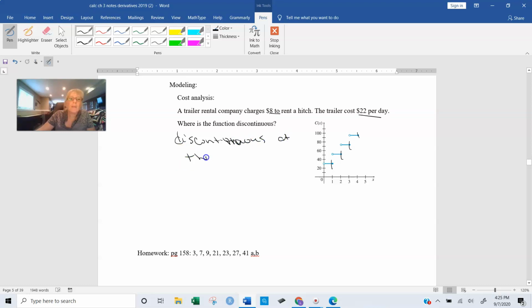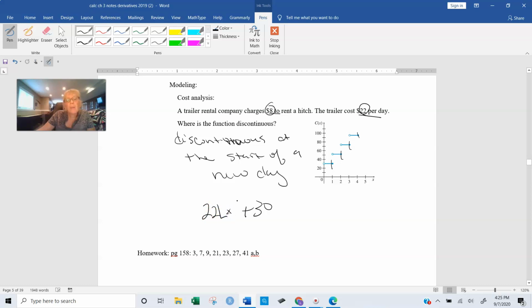At the start of a new day, I'm kind of hoping you remember this function is a step function. It's starting at 30 because your first thing you pay is 22 plus 8. So it starts at 30 for your y-intercept, and then it jumps by $22 a day.